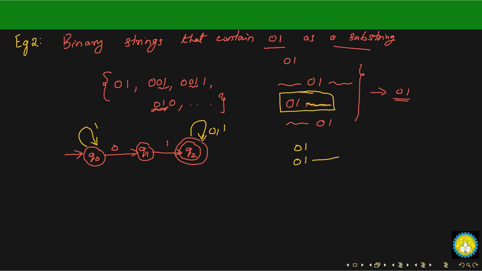Now 0 1 can occur in the middle also. To handle all such cases, we should make a small transition here. From Q1, you have to make a transition upon getting 0 to Q1 itself. Because if you are at Q1 and you get a 0, and if the next alphabet you get is 1, then you are going to end up in the final state. So this will handle all the cases with 0 1 as a substring.